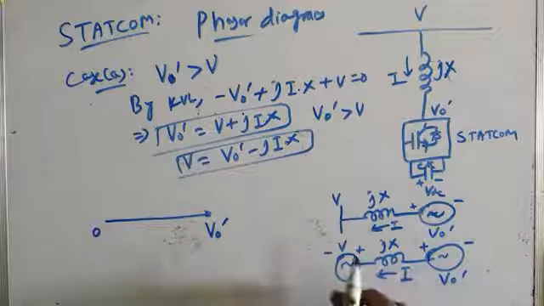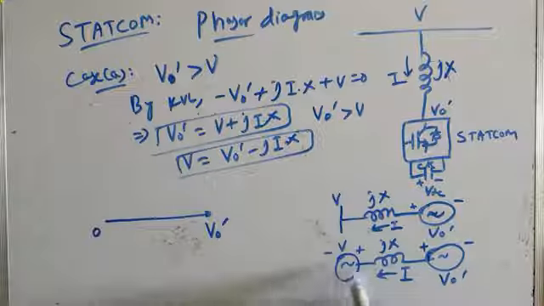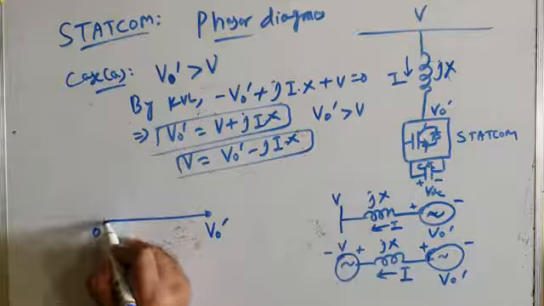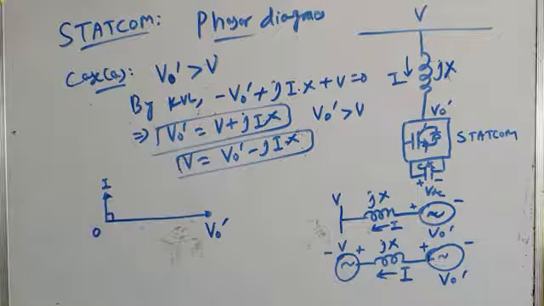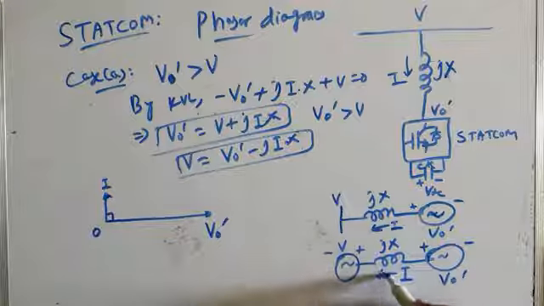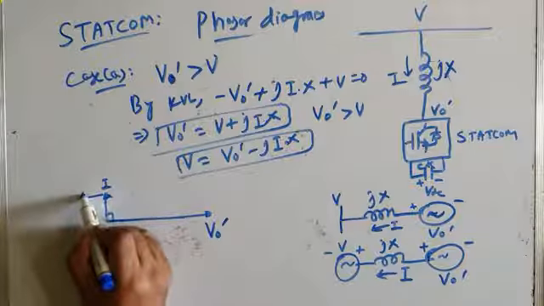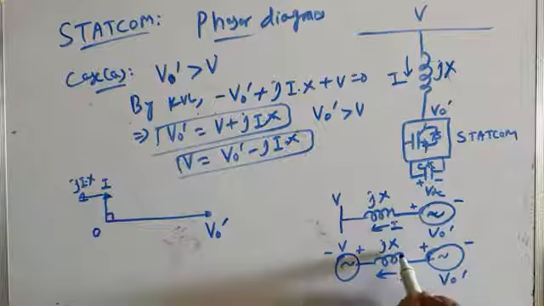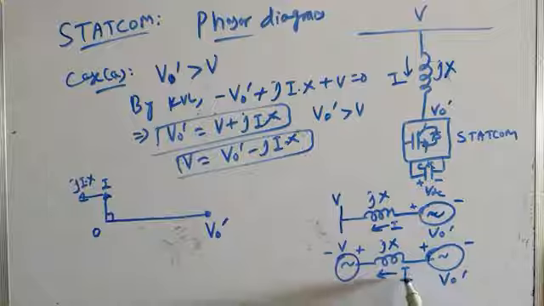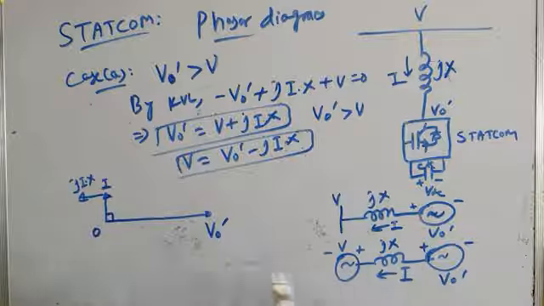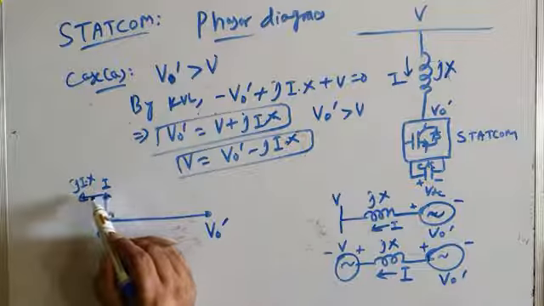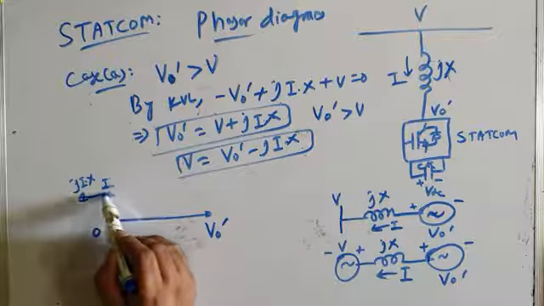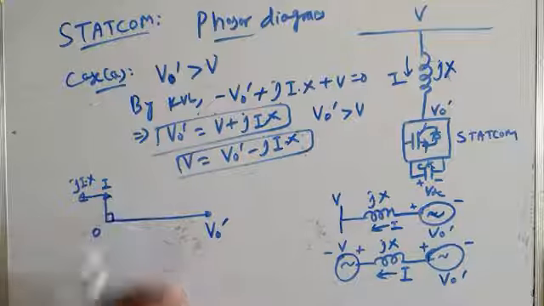When V0 dash is greater than V, the system sees the STATCOM as a capacitor. So STATCOM draws a leading power factor current. Leading power factor current means the current I leads the inverter output voltage V0 dash by 90 degrees. When this leading power factor current flows through this interface reactor, it causes a voltage drop jIX across the reactor. Current through an inductor lags behind its voltage drop by 90 degrees, so I is lagging behind the jIX drop by 90 degrees, or in other words, the jIX drop is leading the current by 90 degrees.